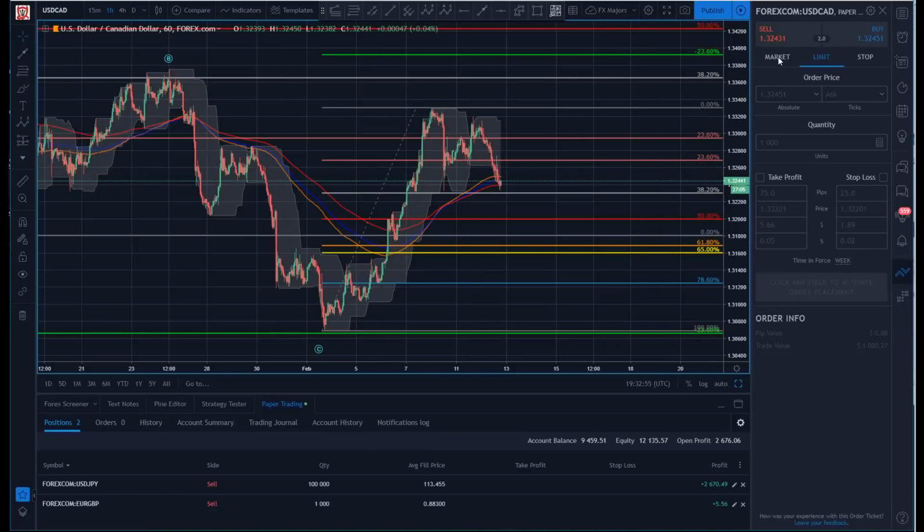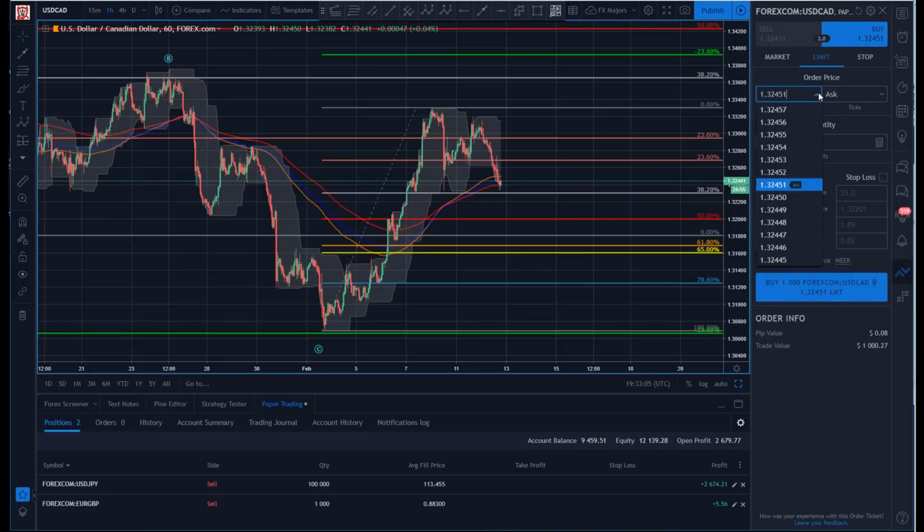So we could do it at the market, or we could do it as a limit order. Let's do a limit order. Okay, I want to be a buyer. All right, so I'm going to get on the buy side. Now, one of the things that's kind of nice is if you click this, you're going to see what the current ask is. Right, you're a buyer. You want to pay attention to the ask.